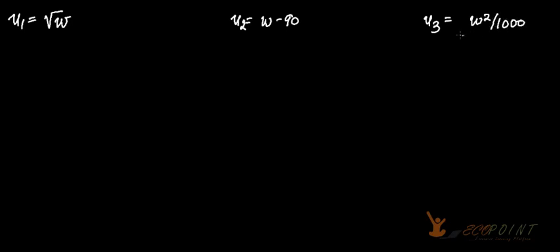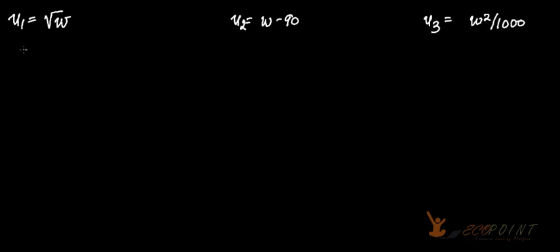Okay, now we'll consider different utility functions. Say for example, u1 is equal to root of w. This is one utility function. The other is u2 equals w minus 90. That is another utility function. And u3 is equal to w square by 1000. So you have these three utility functions with you.